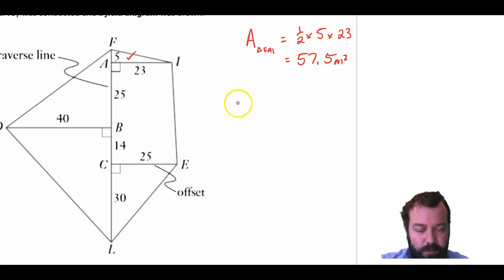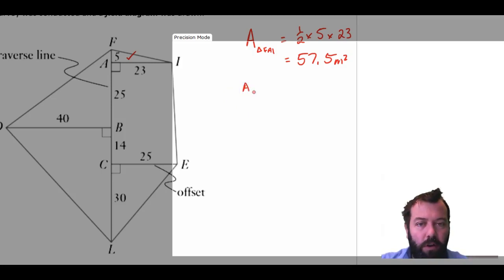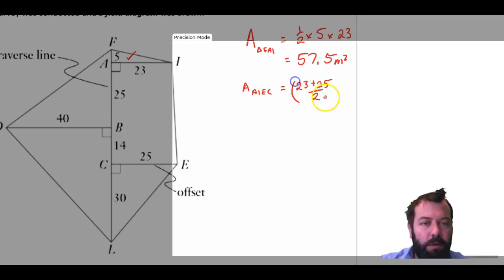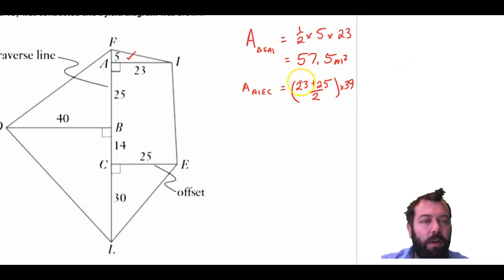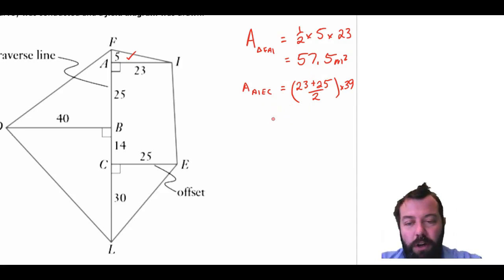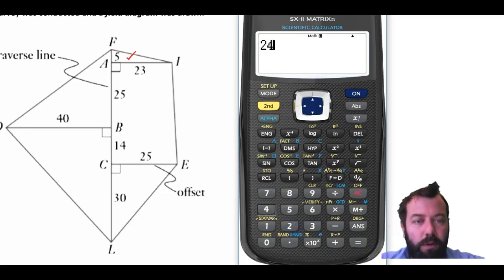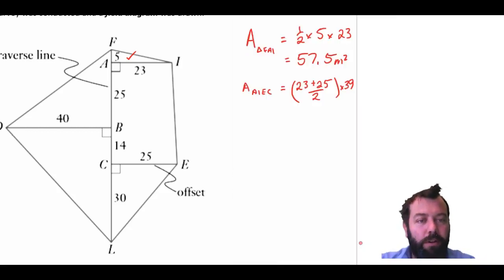So remember, this time I'm going to say the area of, let's call it AIEC, is equal to the average of our parallel sides, that's 23 plus 25 over 2, times the distance between them, which we said was the 25 plus the 14, which is 39. Now the average of 23 and 25 is 24. 24 times 39 is 936.